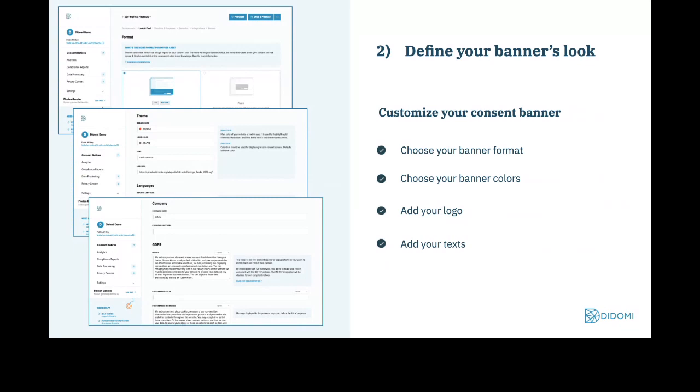You can choose the color of your buttons, the color of the link, etc. You can also add your logo, and you can customize your text. We have default texts that are GDPR and IAB compliant, so you can choose to keep our text. They are translated in, I think, 27 languages. You can also choose to customize your text if you want to have specific text for your application. You can also choose your own text and add your translation directly from our interface.